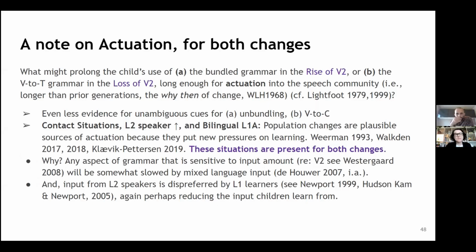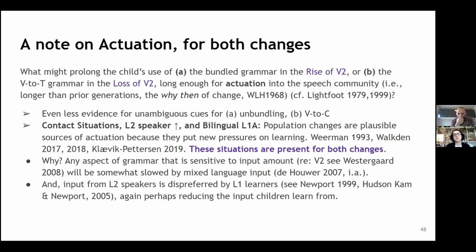Okay, so a quick note on actuation. So what might prolong the child's use of the bundled grammar in the rise of V2 or the V to T grammar in the loss of V2 long enough for actuation into the speech community? And why would some generation of children or learners do this and not the previous generation? That's the why of change. So we expect this to happen when there's less robust evidence for those unambiguous cues for unbundling in the first case, or for V all the way up to C in the second case.